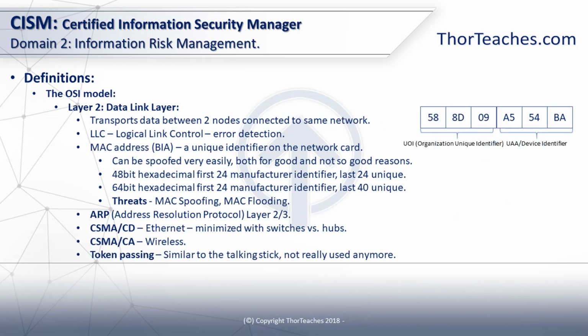Layer 2, or the data link layer, is what transports our traffic between 2 nodes on the same network. It uses logical link control for error detection. This is where we would have our MAC addresses, our BIA, burned-in addresses. MAC addresses are unique identifiers for each networking device, and it's embedded on our network cards. MAC addresses can be changed or spoofed really easily. And there can be really good reasons for that, or there can be really bad reasons for that. You just download a program and then enter the MAC address you want for your device.